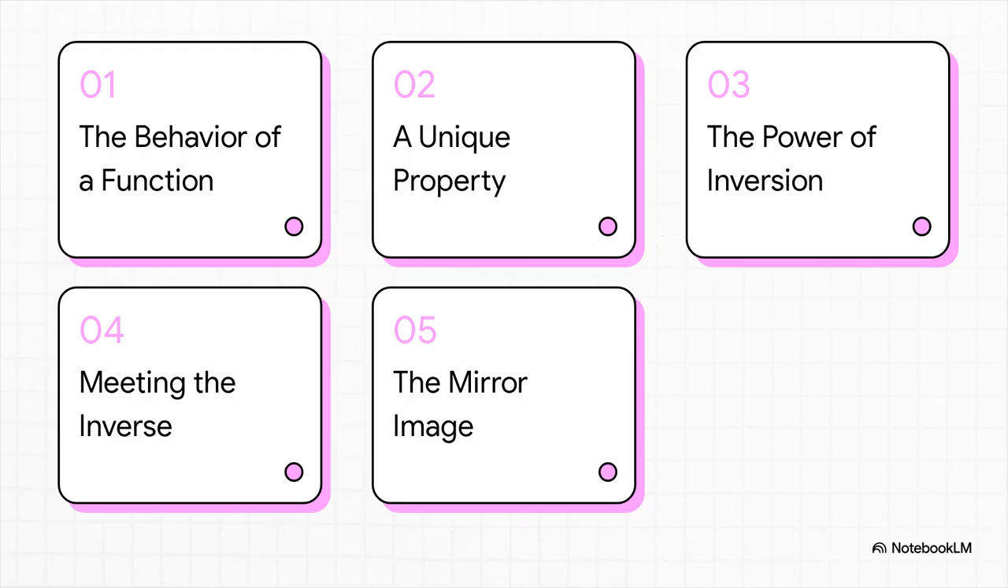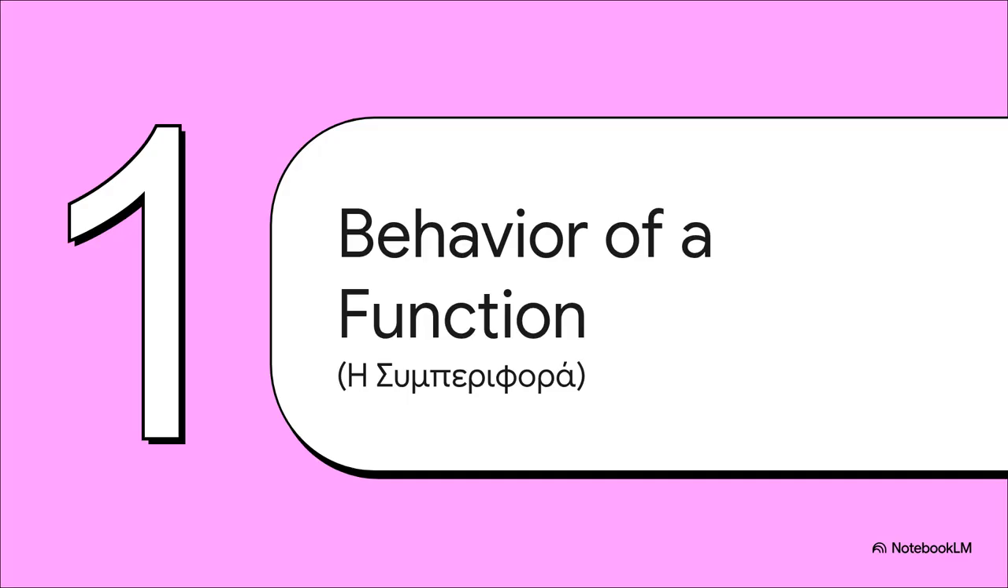And here's our plan. We'll start by just watching how a function moves. Then we'll see how that movement gives it a really unique property. That property, well, it's the key that unlocks its power to be reversed. And we'll wrap things up by looking at the incredible visual connection between a function and its undo button. Okay, first up, the behavior of a function.